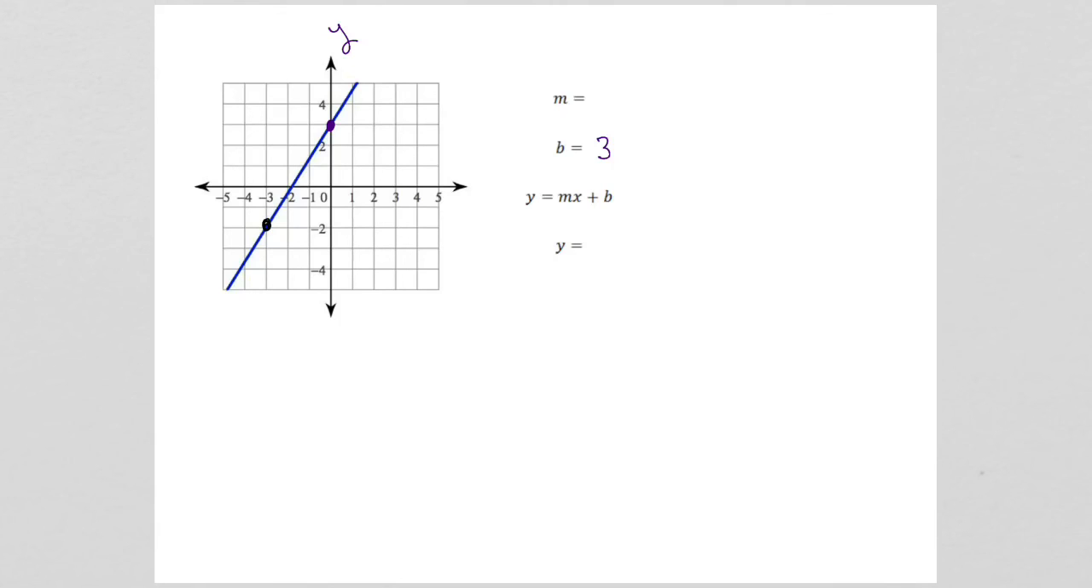Again, since we're reading the graph from left to right, we're going to get the slope from left to right. This time we are rising. We're going to rise a total of 1, 2, 3, 4, 5, so the rise is 5. And then the run here is going to be 1, 2, 3. So the slope is 5/3. To write the equation of this line, we get y equals 5/3 x plus 3.